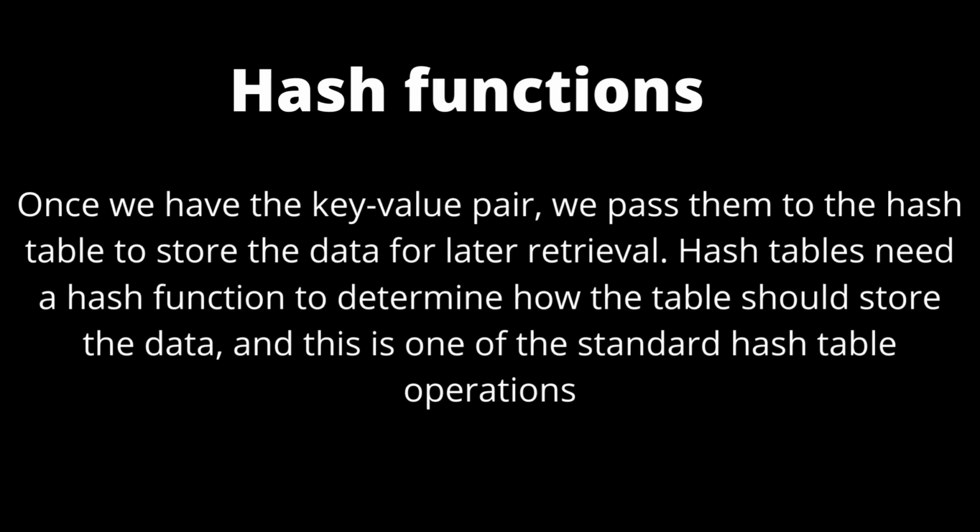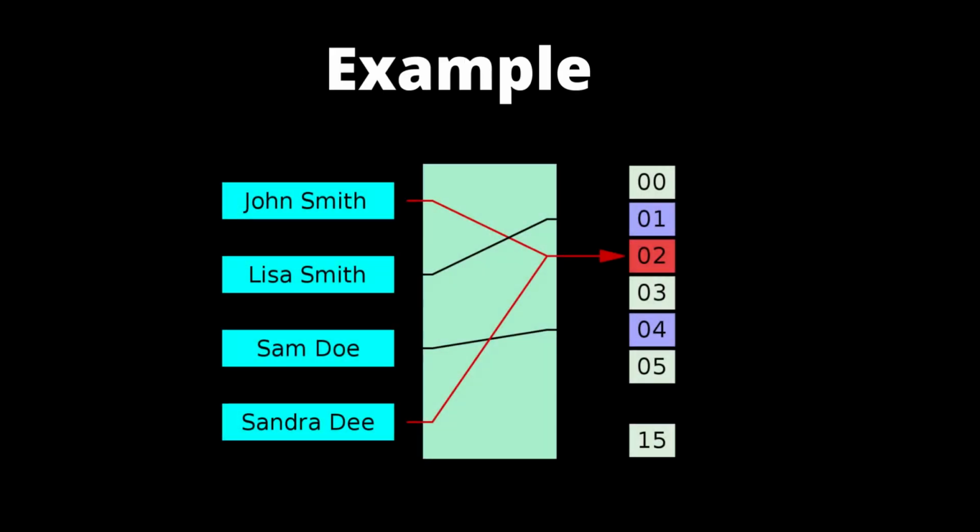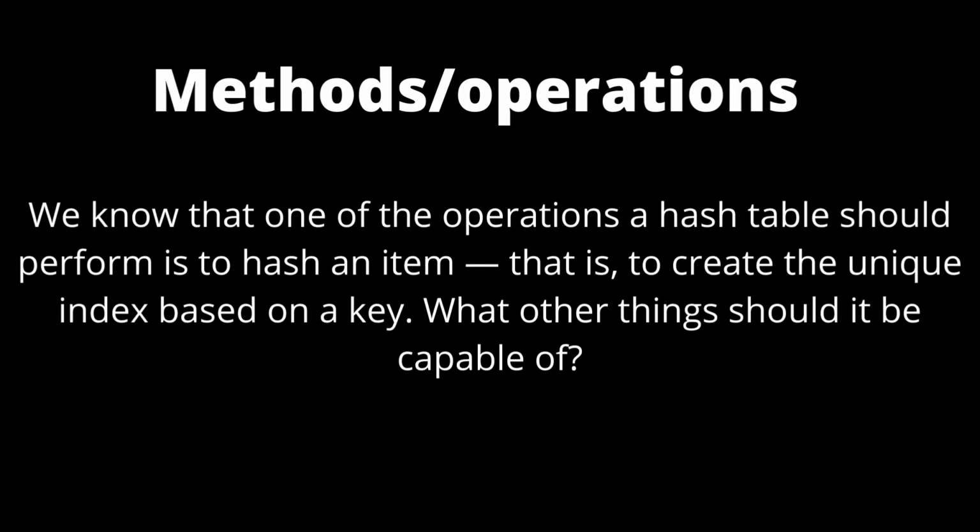Now we have the hash function. Once we have the key value pair, we pass them to the hash table to store the data for later retrieval. Hash tables need a hash function to determine how the table should store the data. With the help of the hash function we can easily find out the value corresponding to a particular key.